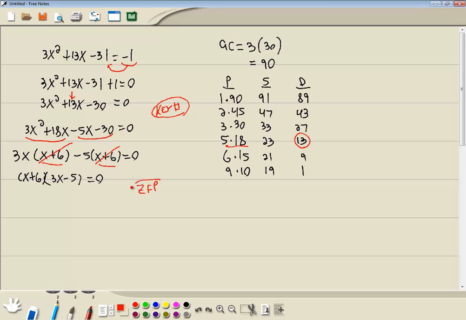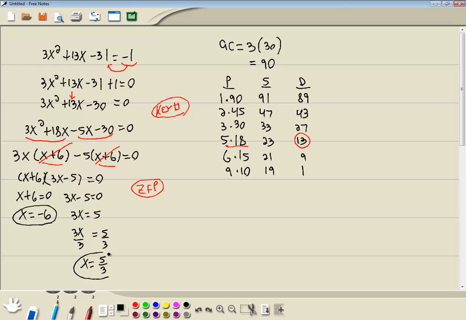Zero factor property. If you get 0 on one side and you factor the other side, you set each factor equal to 0. So I'll set x plus 6 equal to 0, and I'll set 3x minus 5 equal to 0. And then solve those. Take 6 over, get x equals negative 6. Here, take the negative 5 over, gives me a positive 5. Divide both sides by 3. And you get x is equal to 5/3. And those would be our two answers.